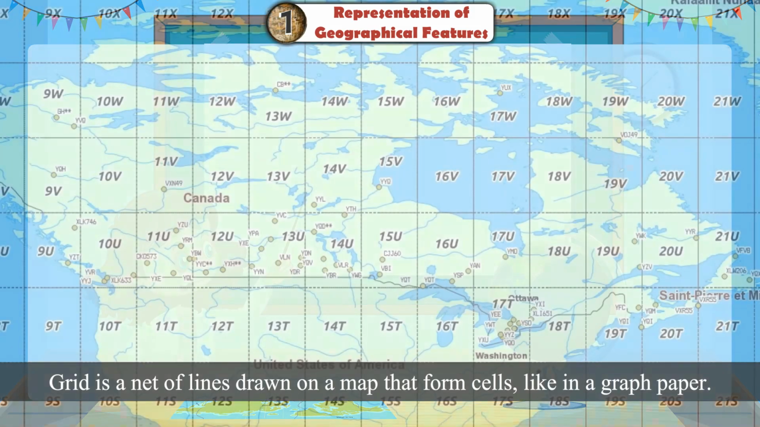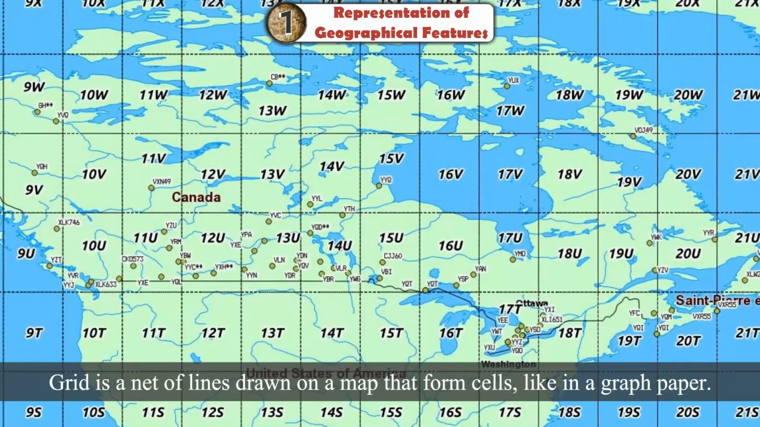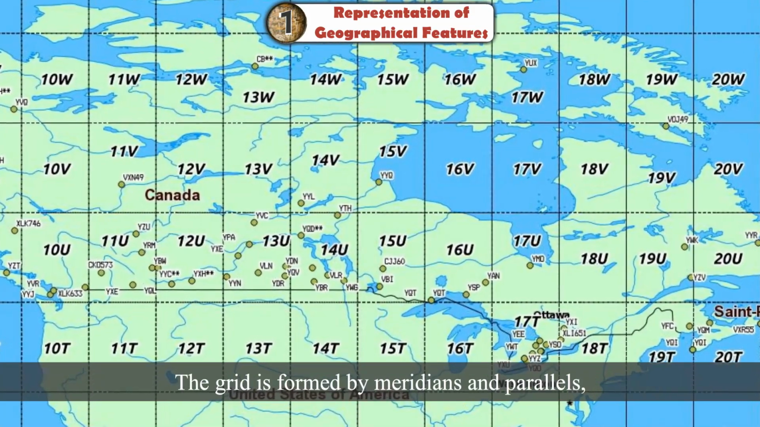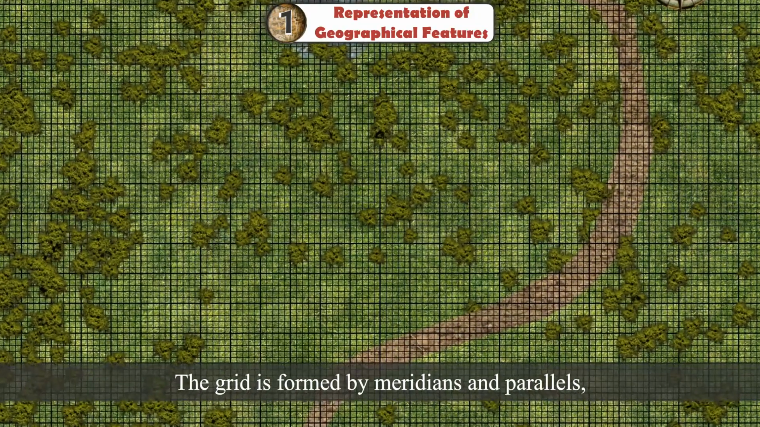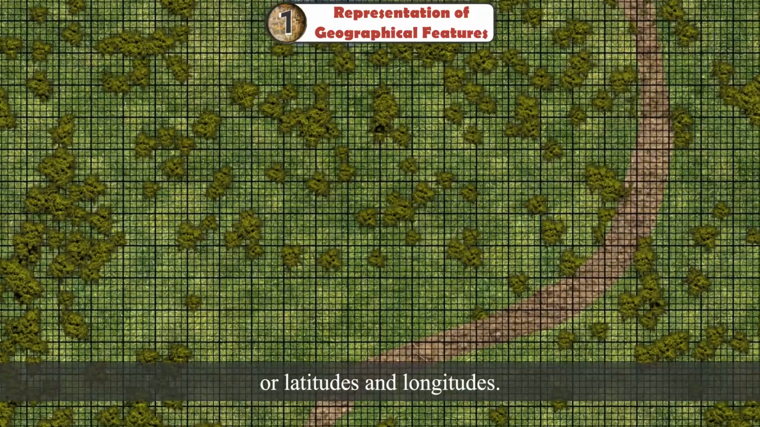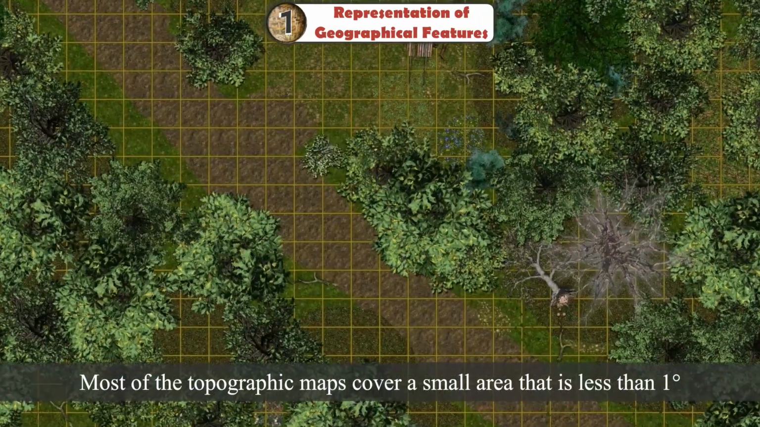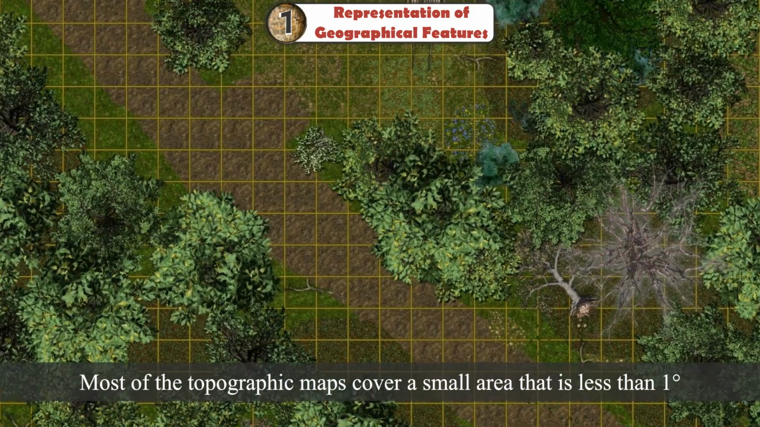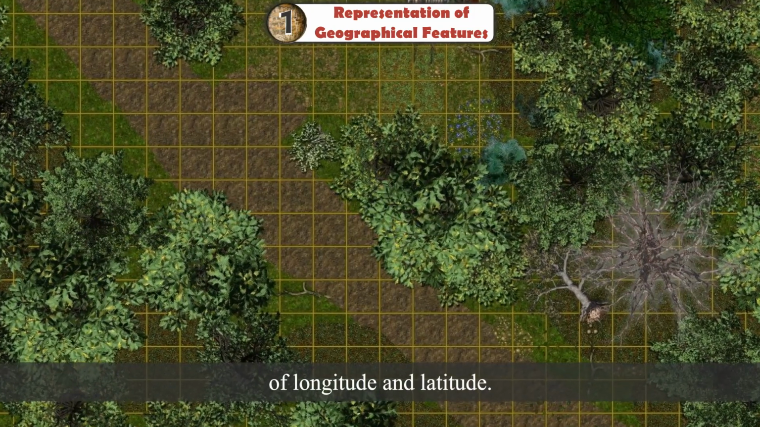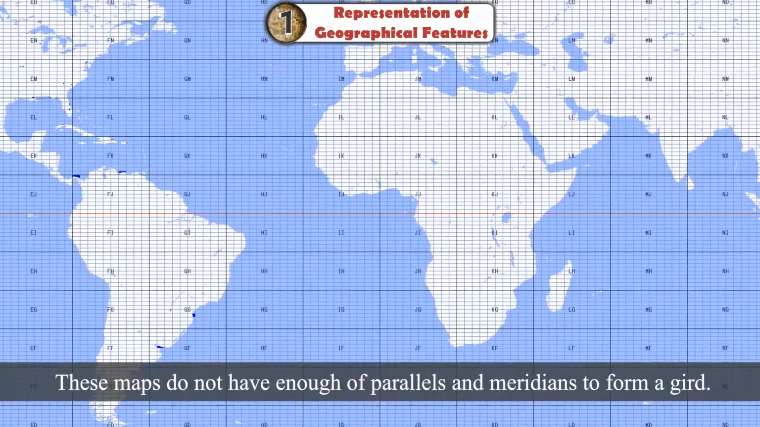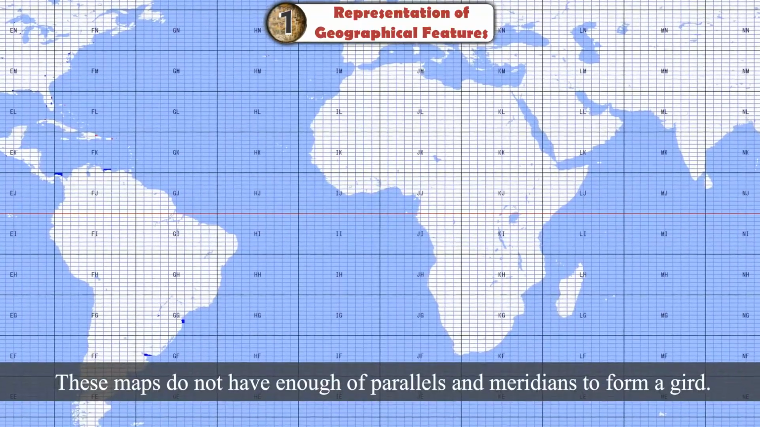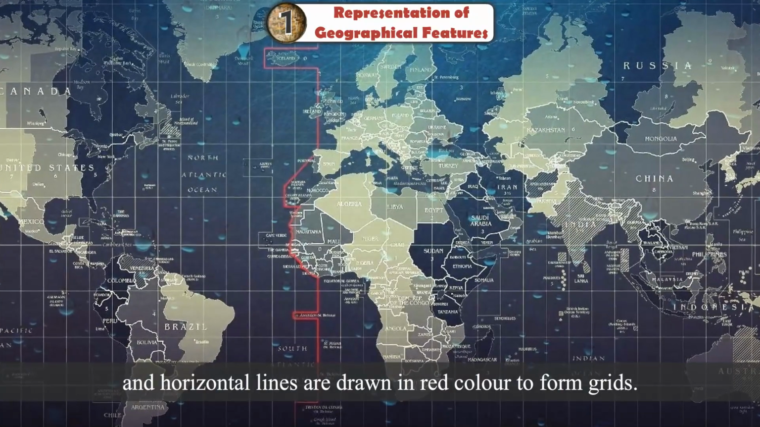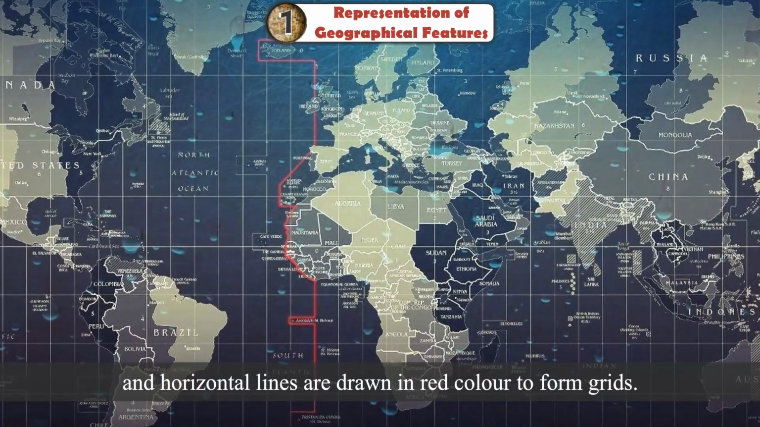Grid. Grid is a net of lines drawn on a map that form cells, like in a graph paper. The grid is formed by meridians and parallels, or latitudes and longitudes. Most of the topographic maps cover a small area that is less than 1 degree of longitude and latitude. These maps do not have enough parallels and meridians to form a grid. In such maps, vertical and horizontal lines are drawn in red color to form grids.